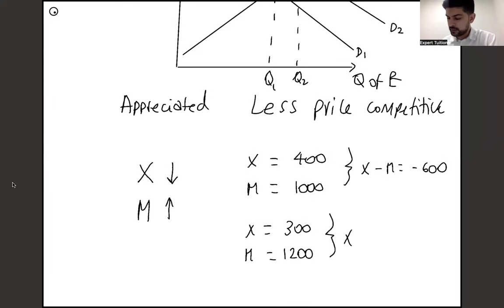All right. What's x minus m now? Well, x minus m now is minus, my maths is not embarrassingly bad, hopefully, minus 900. Yeah. What happened? The deficit widened. The UK's current account deficit got worse.